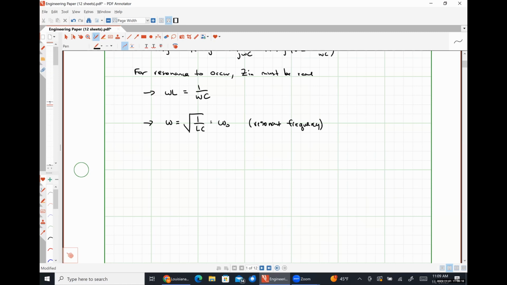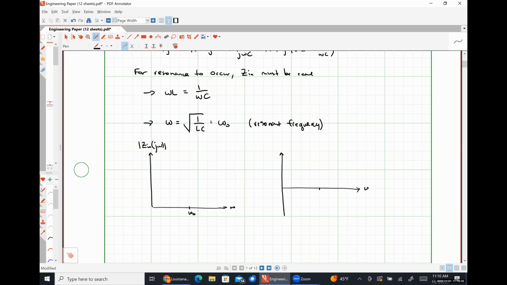So what I'm going to do here is plot the input impedance as a function of frequency, and we can see a couple of things here. So this will be the magnitude of Zin as a function of omega. And then we can also plot the phase angle as a function of omega as well. So let's say at approximately 4 units out, this will be our resonant frequency.